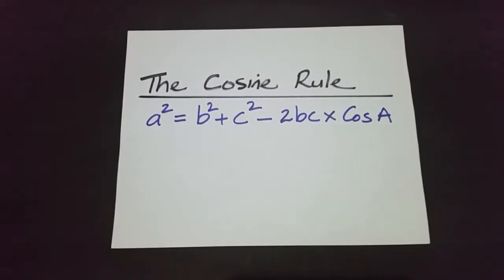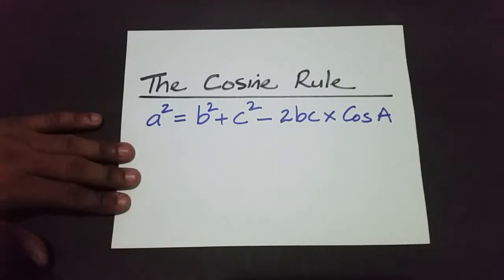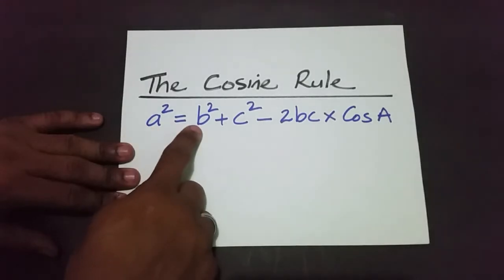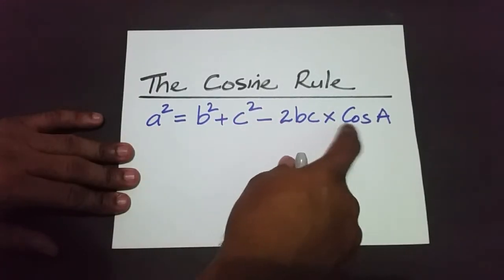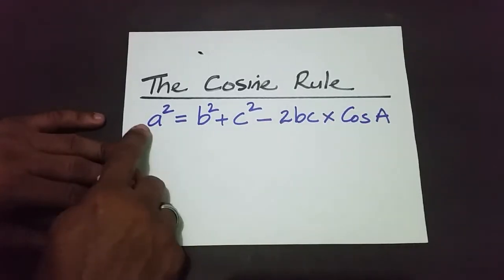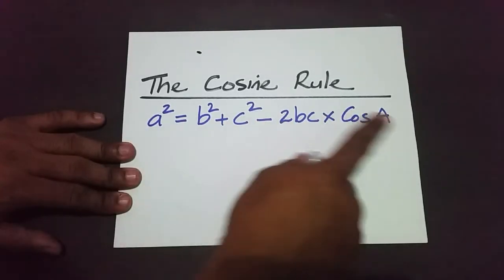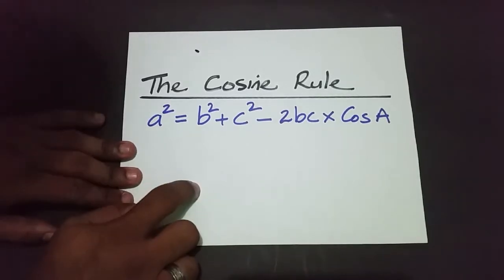Alright guys, welcome back, and we're continuing our look at trigonometric rules, and the rule that we're focusing on in this session is the cosine rule. So the formula for the cosine rule is a squared equals b squared plus c squared minus 2bc times the cos of big A. Now the formula begins with small a, it must end with big A.